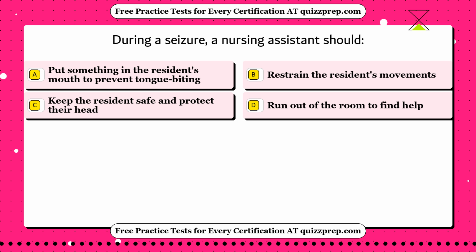Put something in the resident's mouth to prevent tongue biting. Option B. Restrain the resident's movements. Option C. Keep the resident safe and protect their head. Option D. Run out of the room to find help.